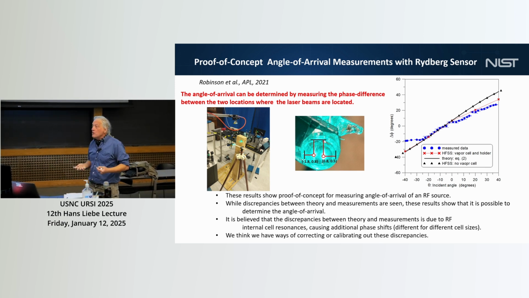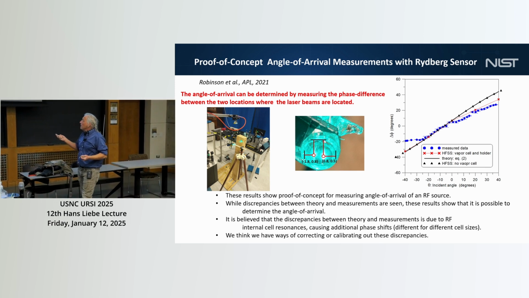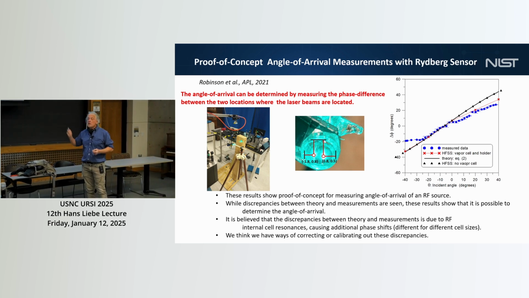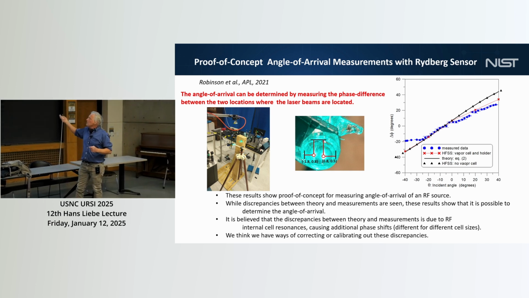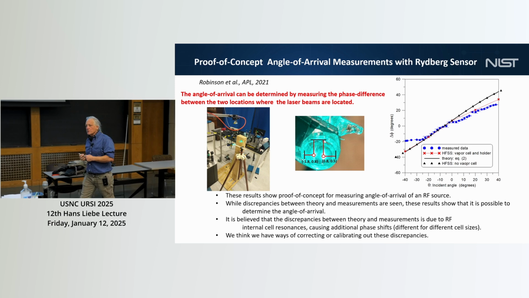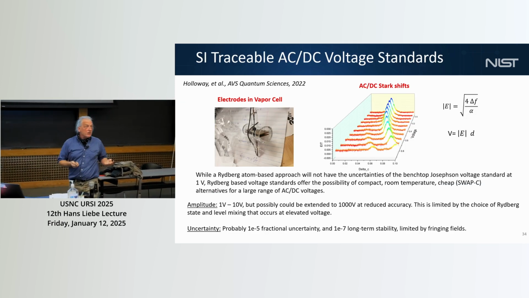One of those is that now we can do angle of arrival. By taking a vapor cell and putting a couple of laser beams through there, we can measure the relative phase between these two points, and now we basically have a phased array. So with this, we can easily measure angle of arrival by noting the phase at various locations inside a vapor cell.